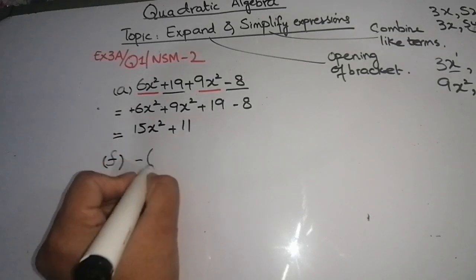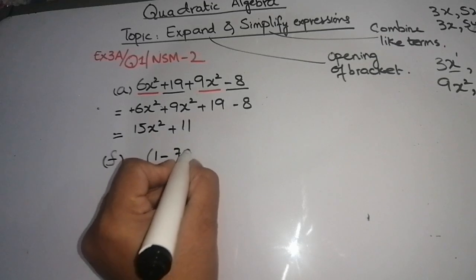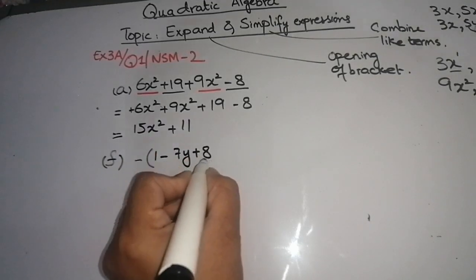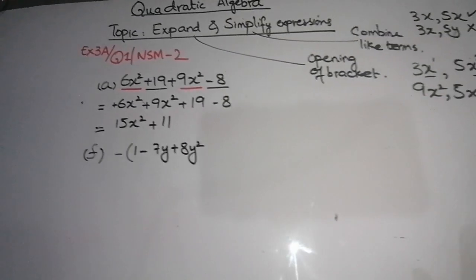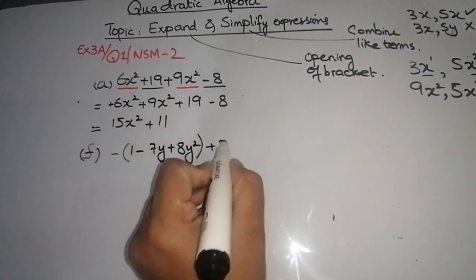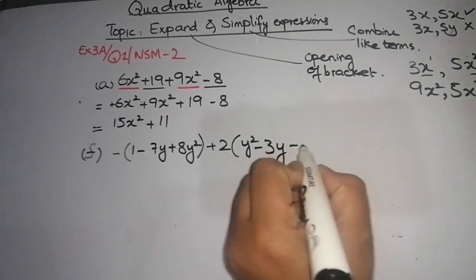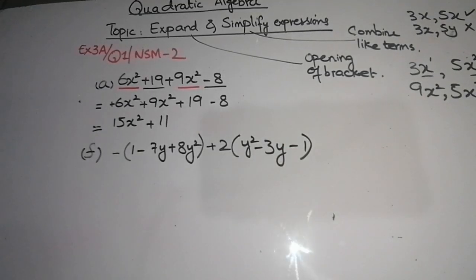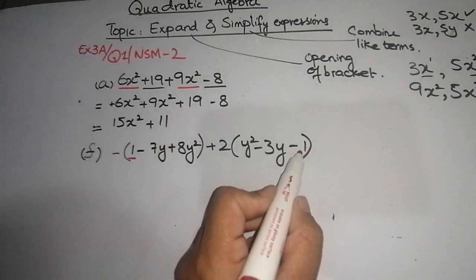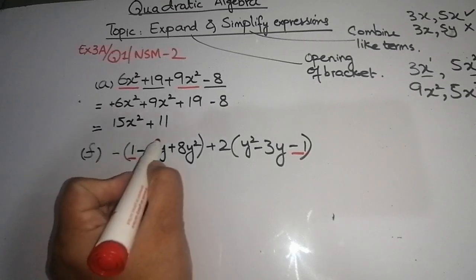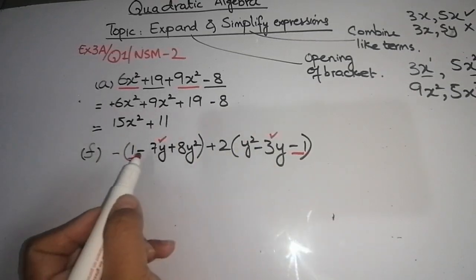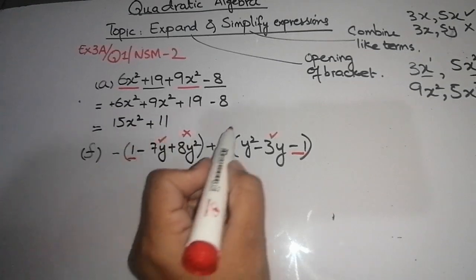Now I am going to solve, let's say, the F part. The F part is minus the bracket of 1 minus 7y plus 8y square, plus 2 times the bracket of y square minus 3y minus 1. This is the F part, the last part of this question. You can see that there are a total of 6 terms. The two constant terms, I am highlighting them. This one is constant, and this minus 1 is constant. Then we have y terms on both sides, and then there are y square terms also.